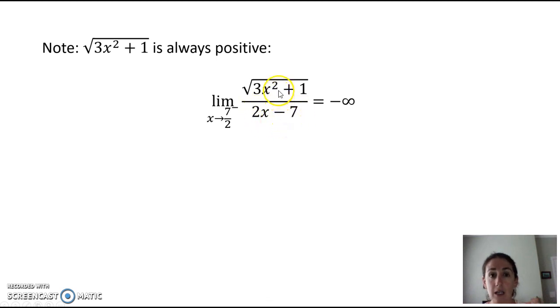And so when you take a number and you divide it by a really, really small number, it's going to give you a really, really big number, except it's going to be a positive over a negative, so we can see that's going to go off to negative infinity.